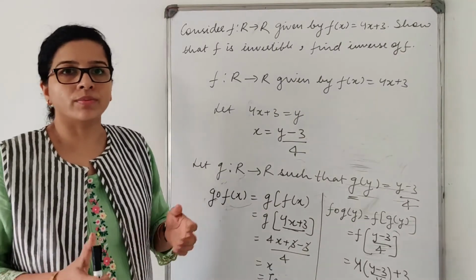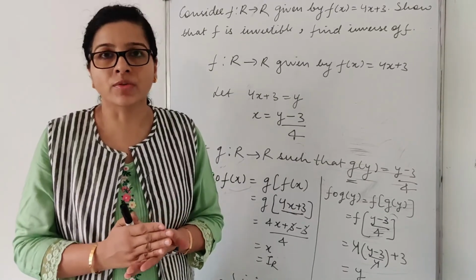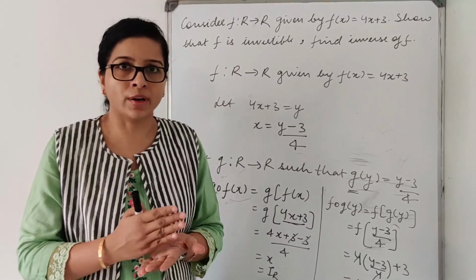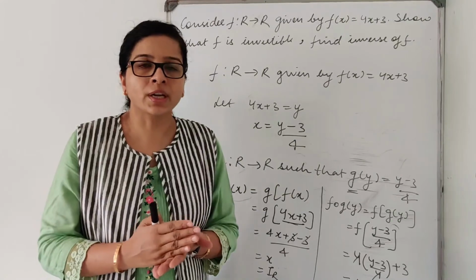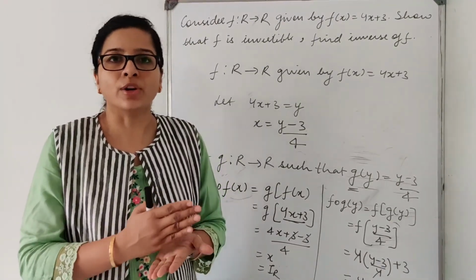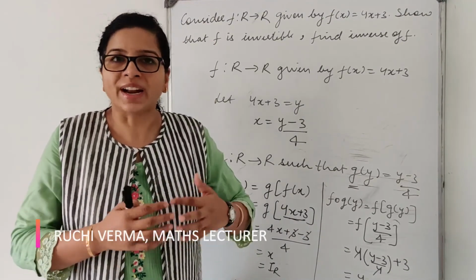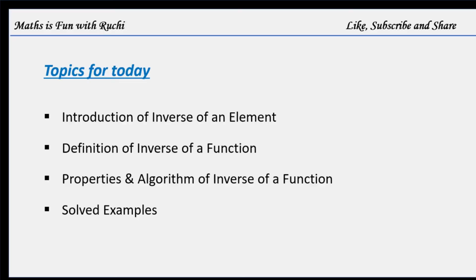Okay. So see students, to find invertibility of a function, what you have to do, either you can prove one-one and onto, injectivity or surjectivity, or you can define one more function. Say for example, if your function is f: A → B, you can define function g: B → A and check fog and gof. If you are getting the identities, it means your function is invertible. Today we learned introduction of inverse of an element, definition of inverse of a function, properties and algorithm of inverse of a function, followed by some examples.